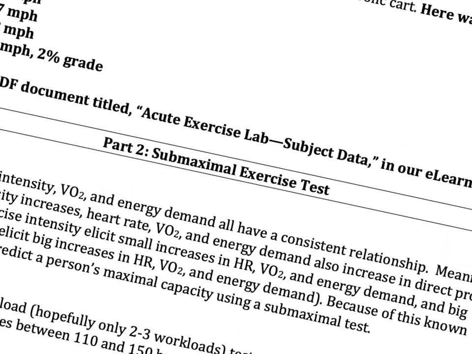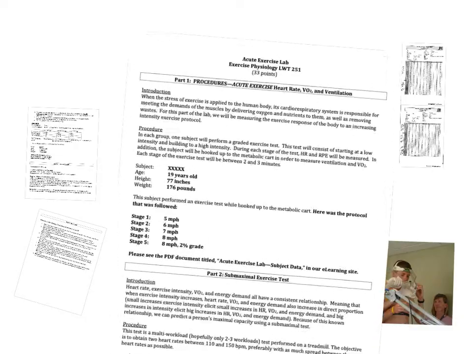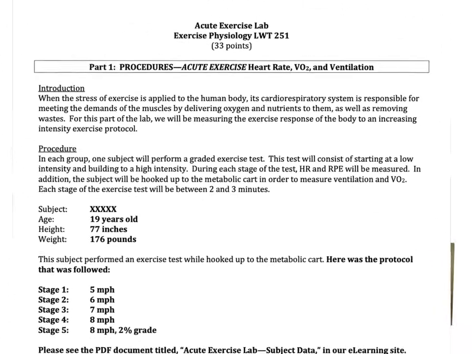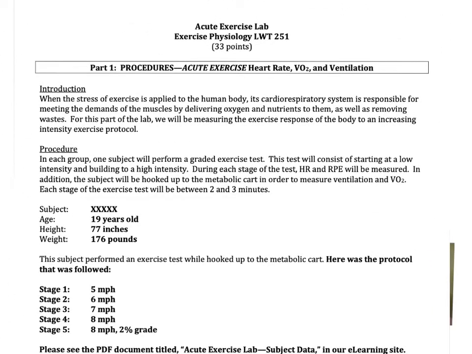And then the other thing that we are doing as part of this lab is a submaximal exercise test. With that submaximal exercise test, we would use that data to predict a subject's VO2 max. If we wanted to predict a subject's VO2 max, we don't necessarily have to do a max test on them. We can estimate VO2 max if we do a submaximal exercise test. So that's the basics of what we're going to do. So let's go through the procedures and how we would handle that.